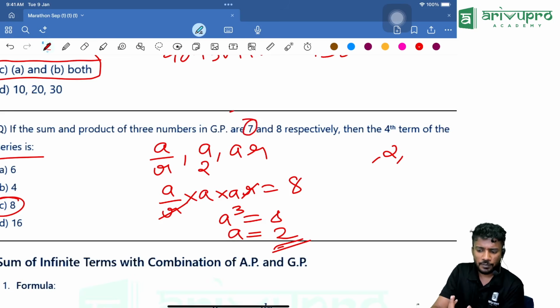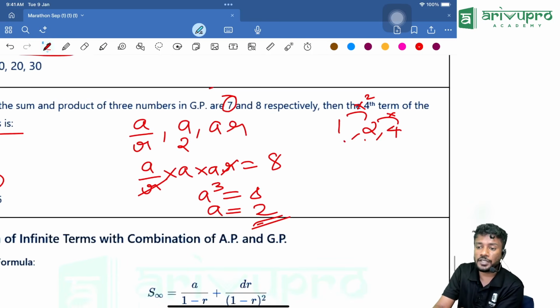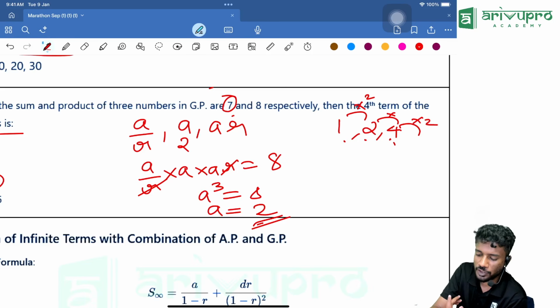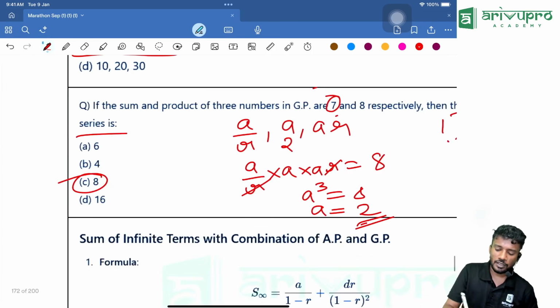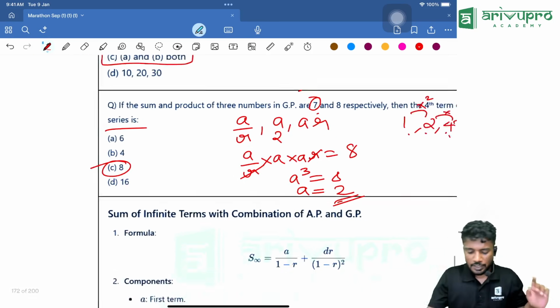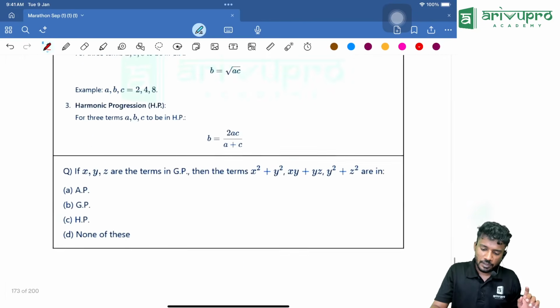No matter what, sum should be 7. Now, you think, how can we get sum 7 when one of the terms is 2? The previous number can be 1. Then the common ratio is how much now? 2. Then again multiply it with 2, it will be what? 4. Now we are going to cross check. 1 plus 2 plus 4 is how much? 7. That means sum is 7. Take the product. 2 into 4 is how much? That is also 8. Then next number should be what? Into 2? 8. Answer is what? Option C, 8. Now the last topic.